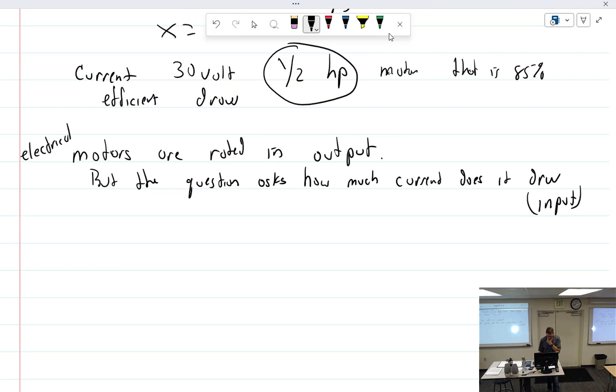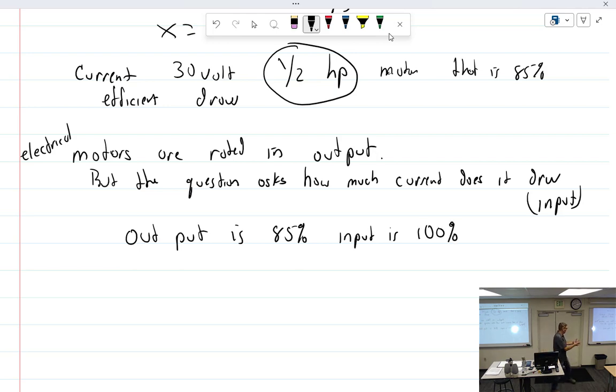Another way to look at this is output. Output. That's the word I wanted to write. What is our output according to the question? What percent? 85%. Okay, output is 85%, and input is, what's my input? Oh, 100%. Input is 100%.